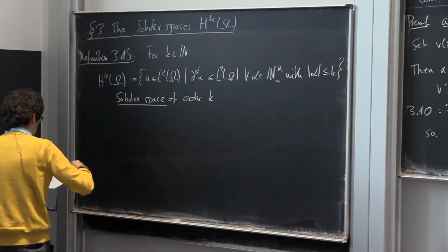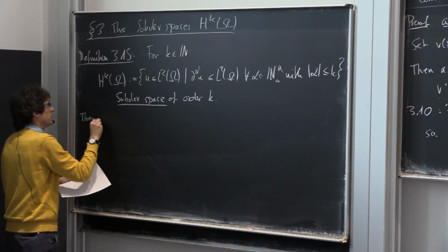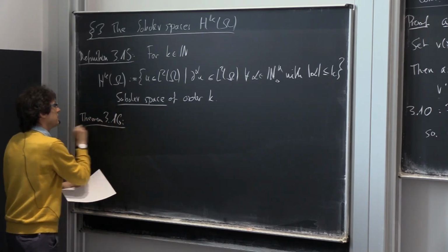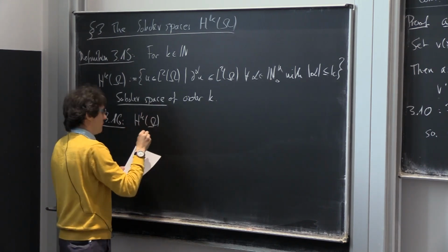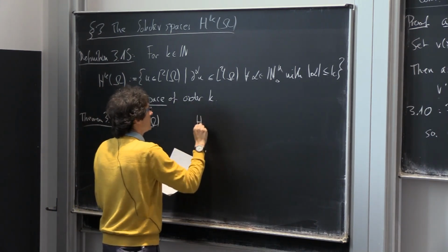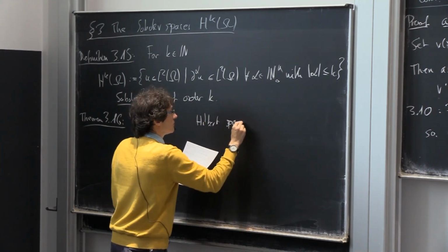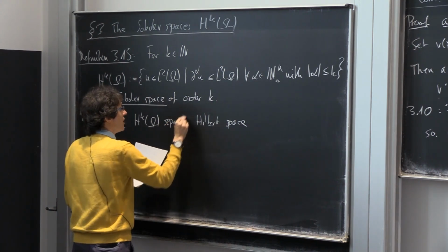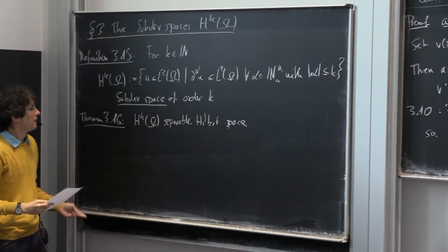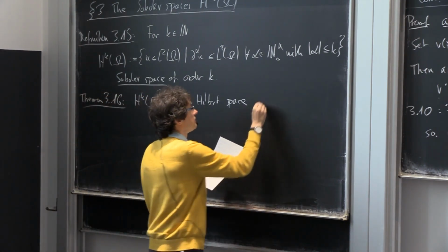And the good news is it's a really, really nice thing. This is Theorem 3.16. And it says this space always is a Hilbert space. And it's even a separable Hilbert space. So somehow it's as nice as L2. Now I write down Hilbert space. What is the scalar product?